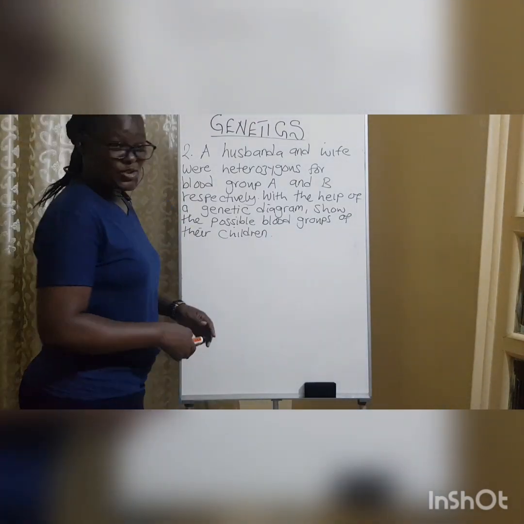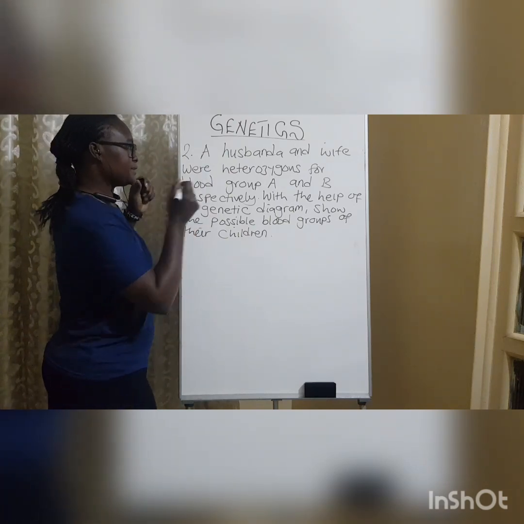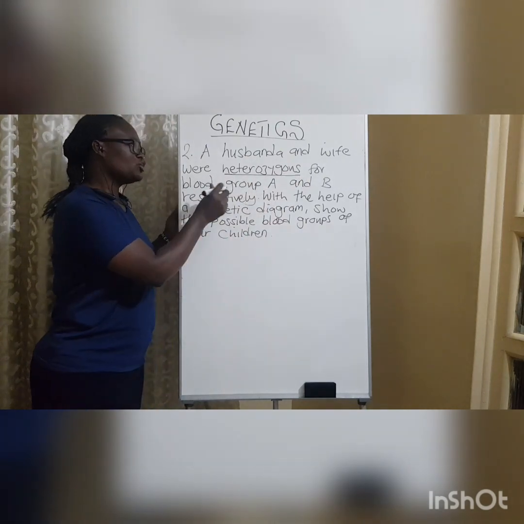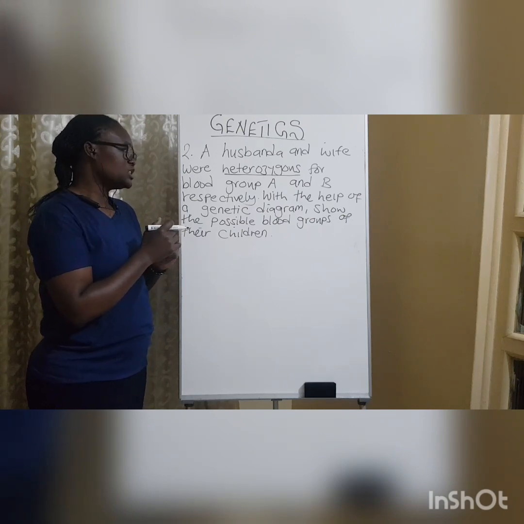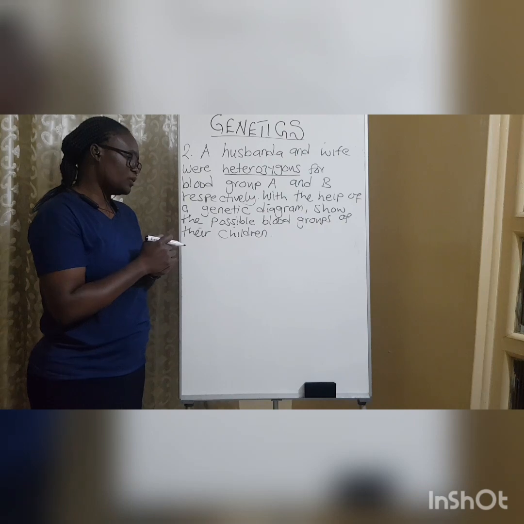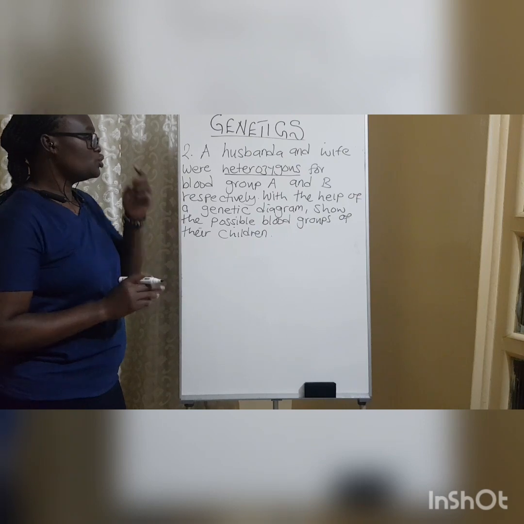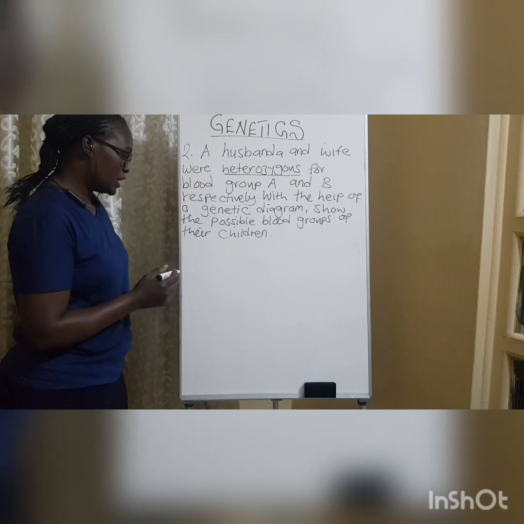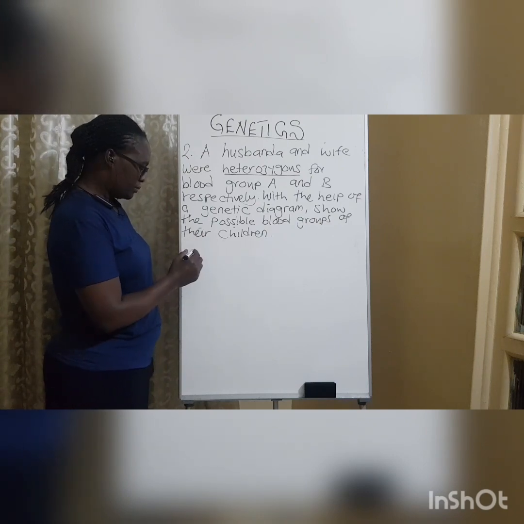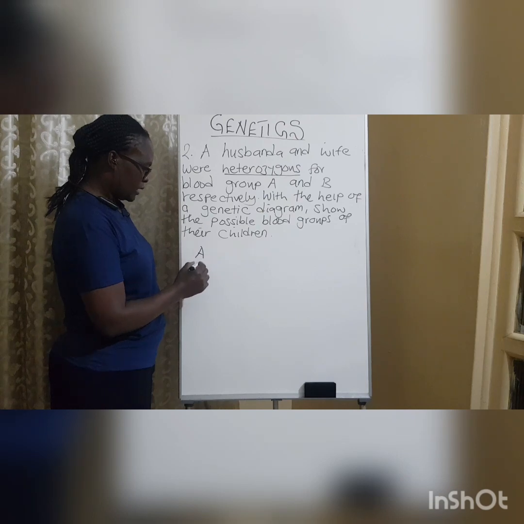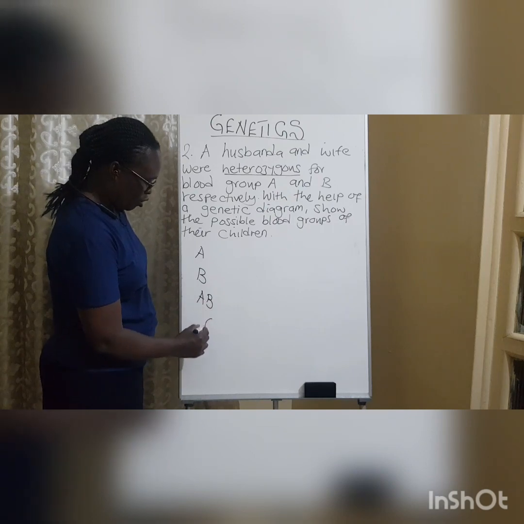Okay, so we continue. We have a second question. A husband and wife were heterozygous for blood group A and B, respectively. With the help of a genetic diagram, show the possible blood groups of their children. Okay, so for blood groups, you need to first of all note that we have so many blood groups. So let's look at blood group A, blood group B, blood group AB, and blood group O.